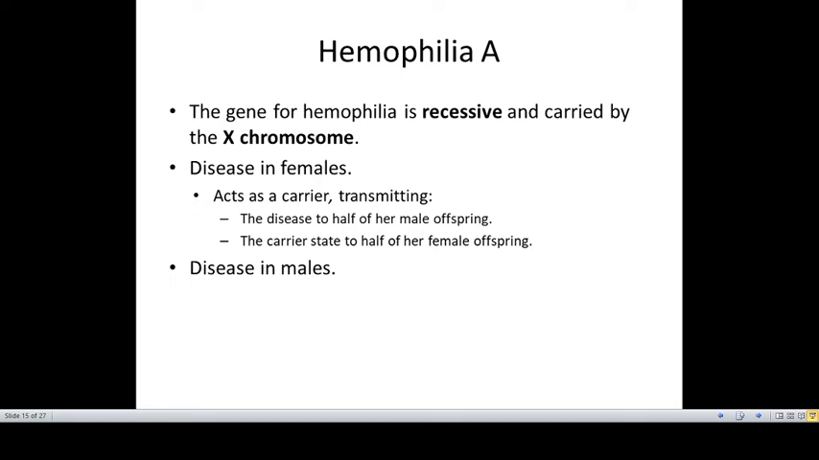In case of males, the presence of the defective gene in the only X chromosome results in the disease because the other sex chromosome being Y, there is no normal X chromosome to compensate.